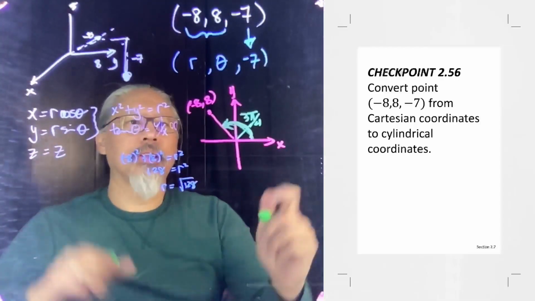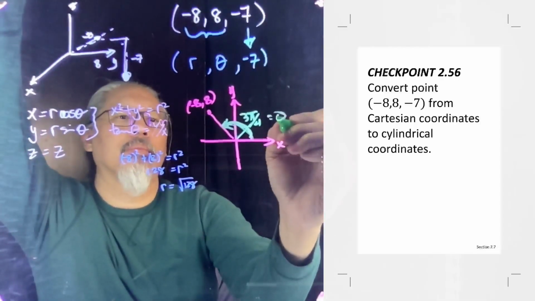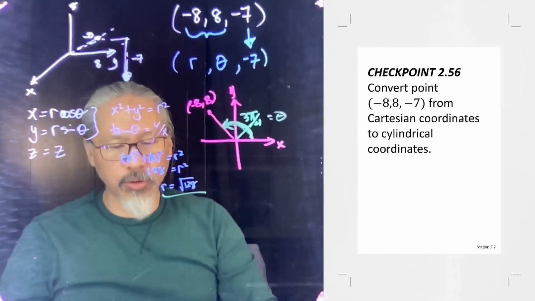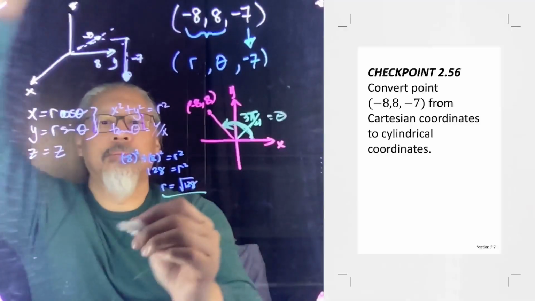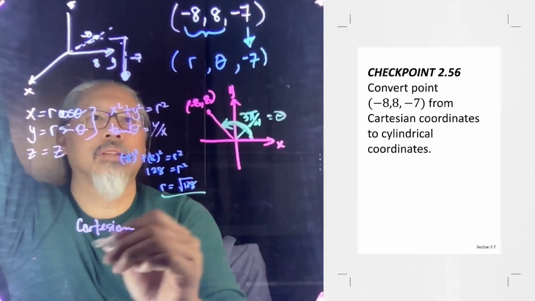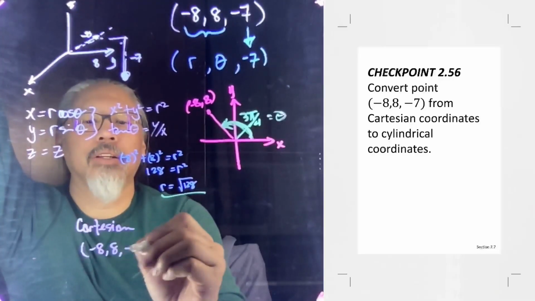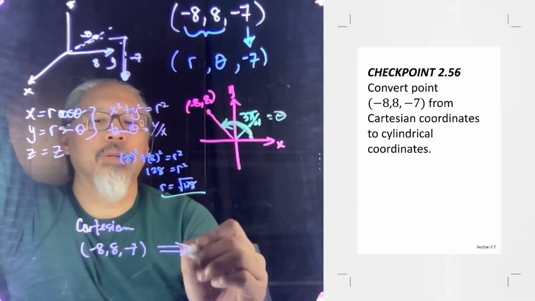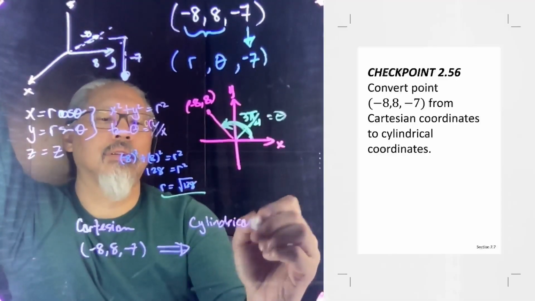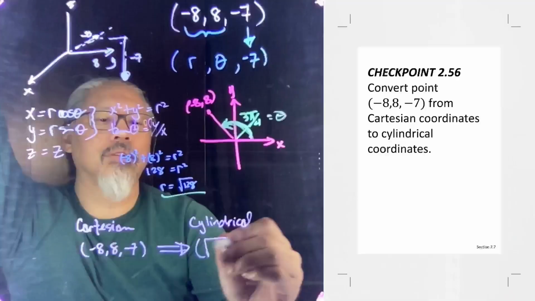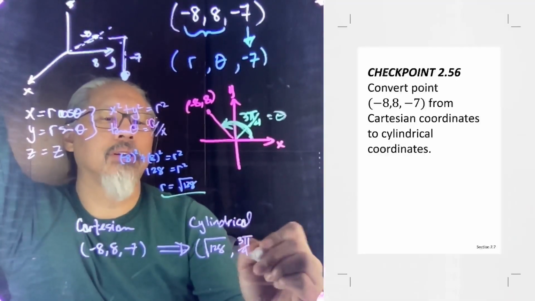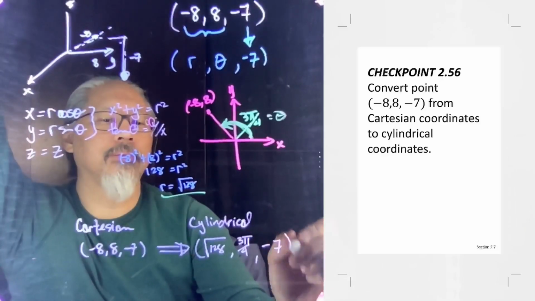Okay, we have our theta, we have our r, and we have our z. So then our equivalent point from Cartesian coordinates of (-8, 8, -7) will transform into polar and cylindrical by this: square root of 128, 3 pi over 4, and -7.